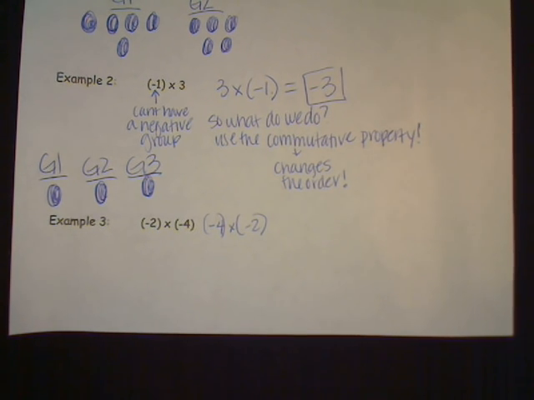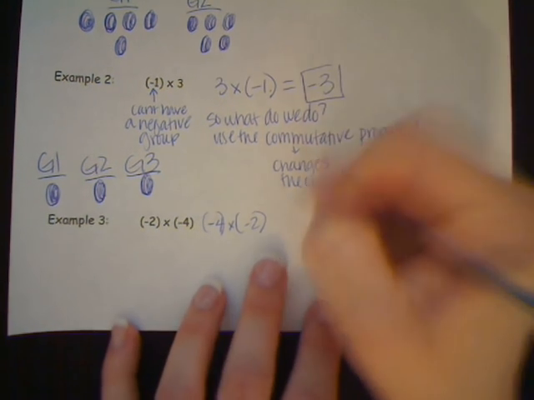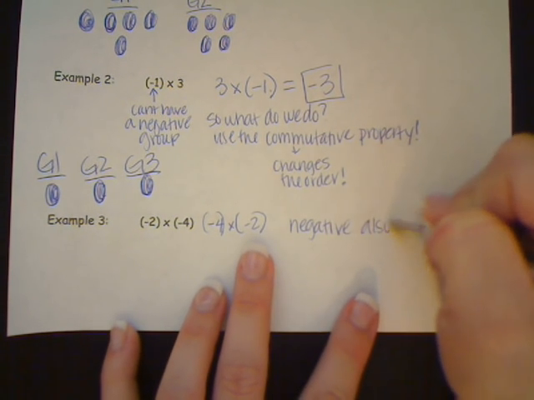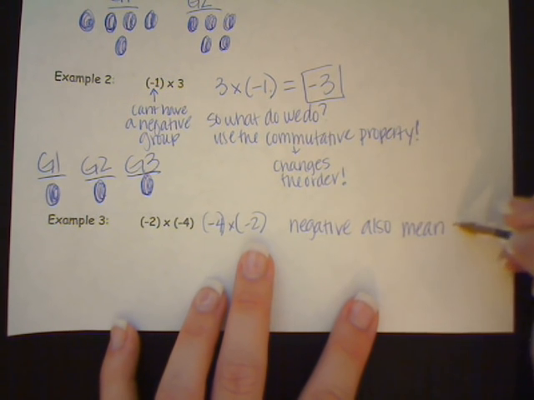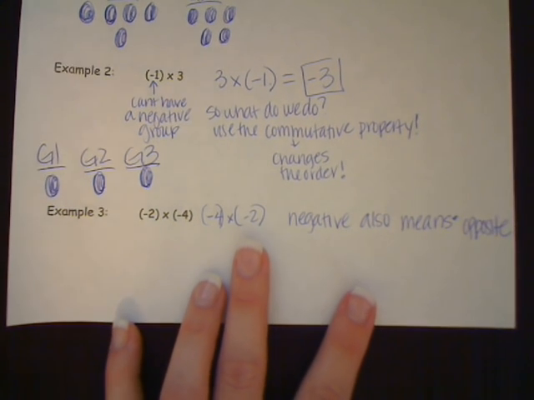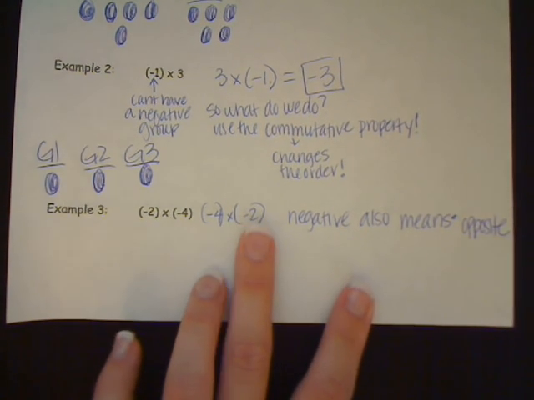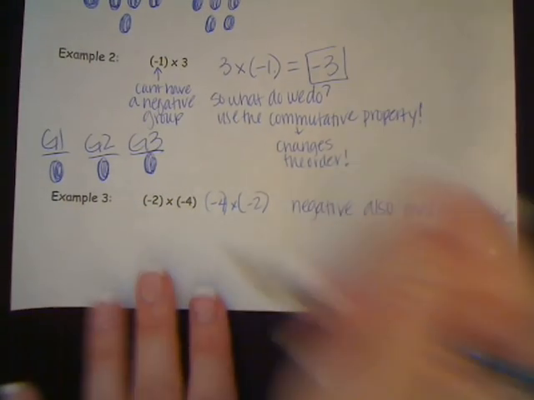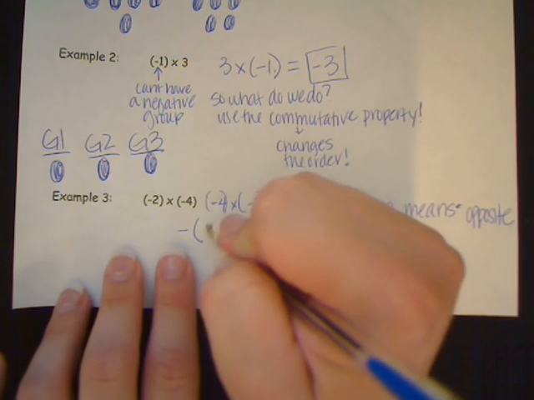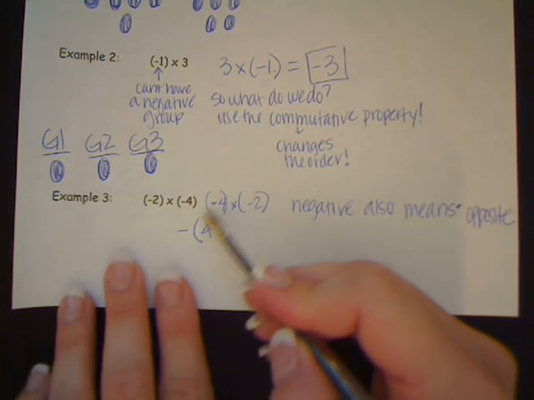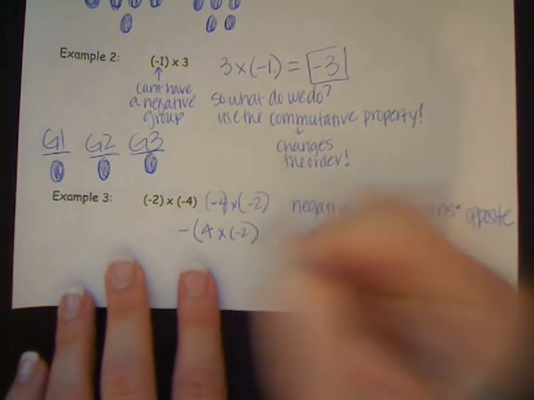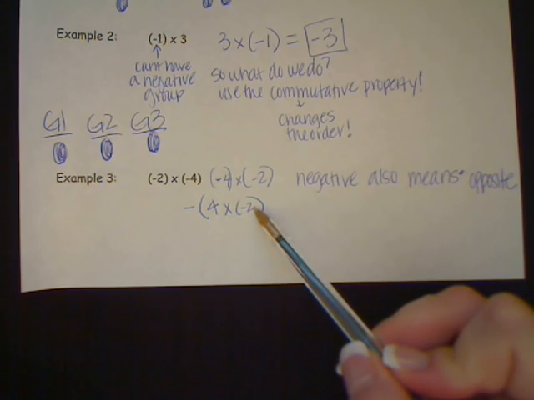What do I do? Well, let's remember that negative also means opposite. A negative 2 is the opposite of positive 2. So knowing that, let's pull this negative sign out front. So now I have 4. I just took the negative sign in front of the 4 and pulled it outside of the parentheses, times negative 2. Now can I make 4 groups of negative 2?